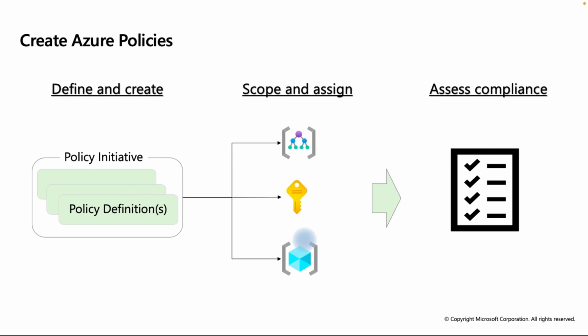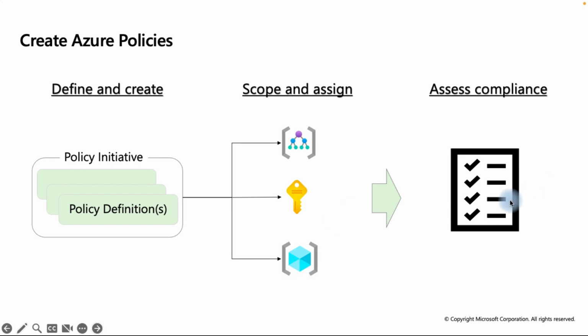Next you need to assign the policy. So where will you assign this policy? You can assign the policy at the management group level, at the subscription level, or at the resource group level. So this is the policy assignment level. Next, after you assign, you will check the compliance.